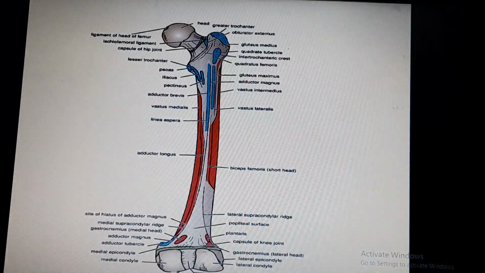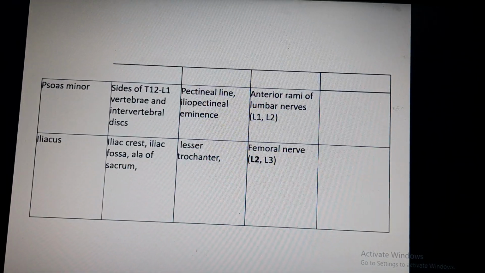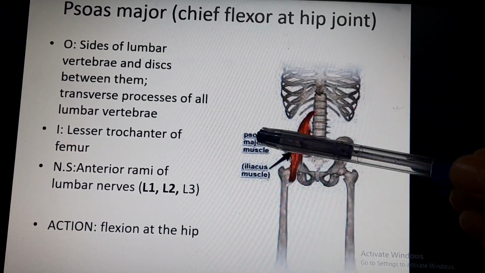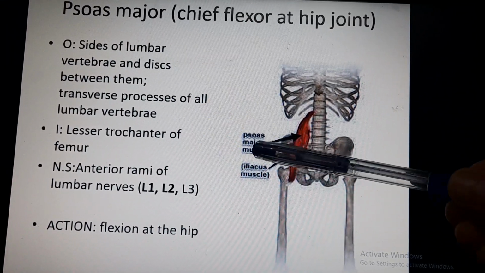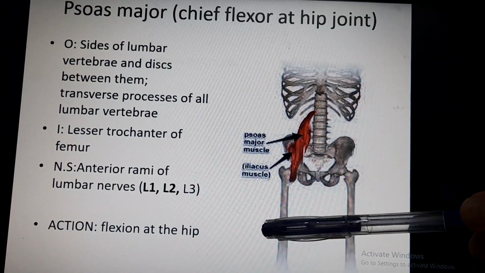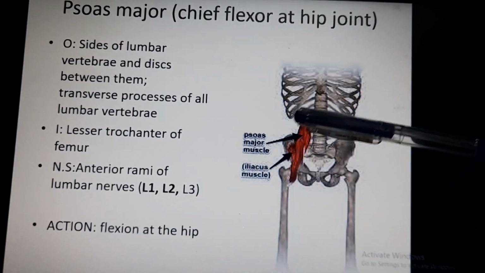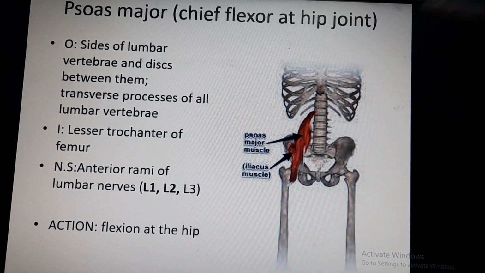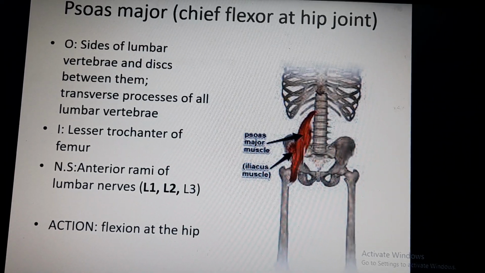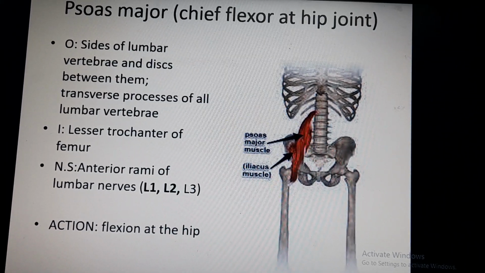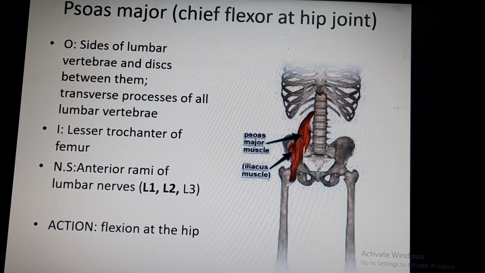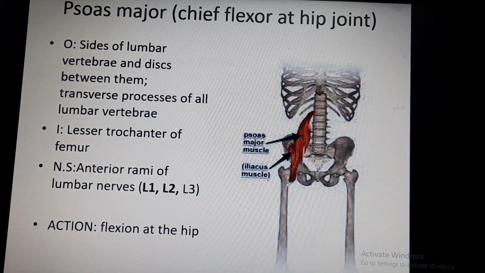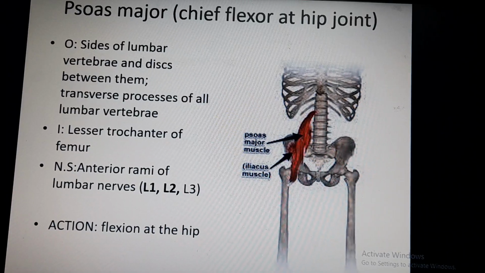Psoas major muscle gets origin from the lumbar vertebrae. These combined are called iliopsoas muscle. Iliacus and psoas major are collectively called the iliopsoas muscle. Psoas major gets origin from lumbar vertebrae and the disc between them, and it gets inserted into the lesser trochanter of femur. Its nerve supply is from the lumbar nerves, and action is flexion at hip.